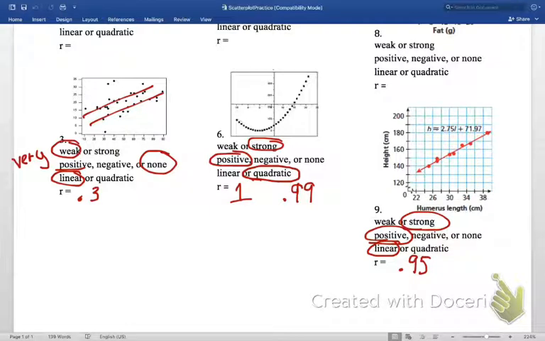Remember that R value right now is just arbitrary so that we get a good idea of what the data is doing. We're not concerned with exactness. We'll do that in the modeling lesson. And this concludes our practice problems for the scatter plots lesson.